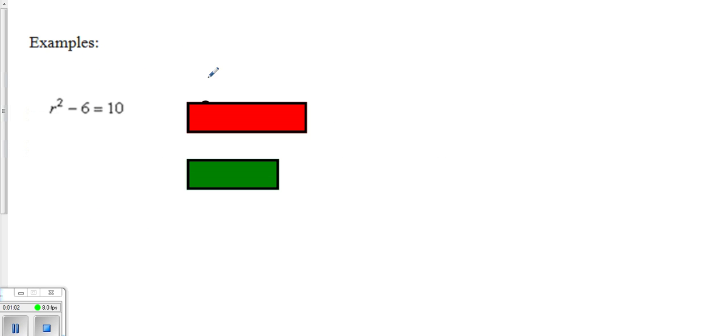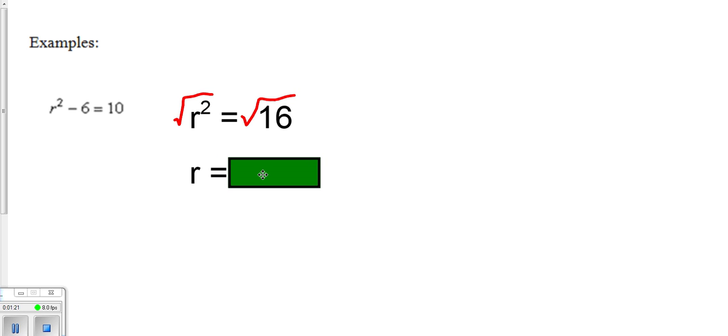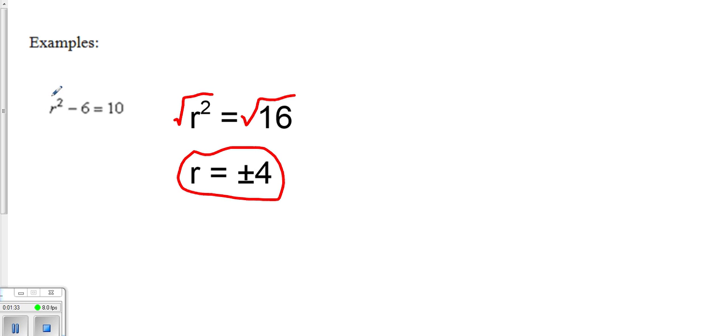So let's look at some of these examples. r squared minus 6 equals 10. Well, we want to get the r squared alone, so we add 6 to both sides, and we'd have r squared equals 16. How do we get r alone? Again, we take the square root of both sides here. This means that on our left side, we just have r, so r equals the square root of 16, which we just went over is positive or negative 4. So r could be either of these, positive 4 or negative 4. Either one, if we square it, it'll become 16, minus 6 equals 10.